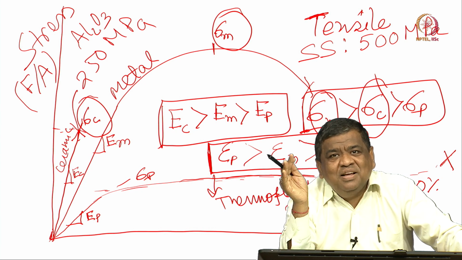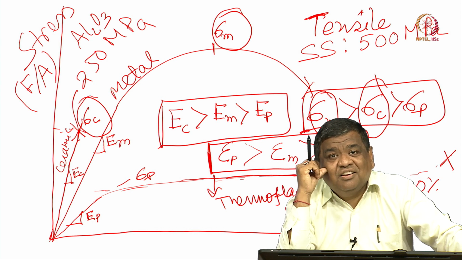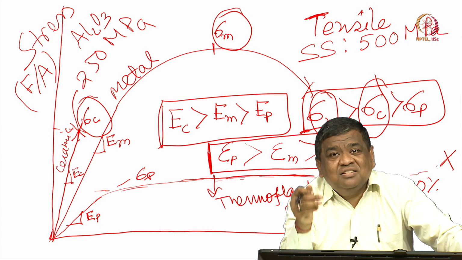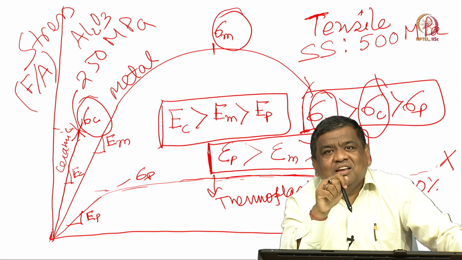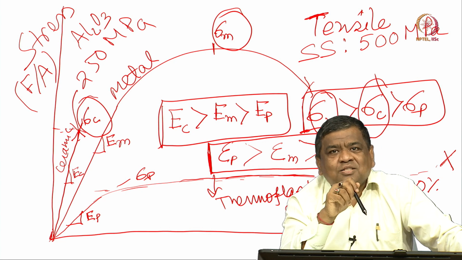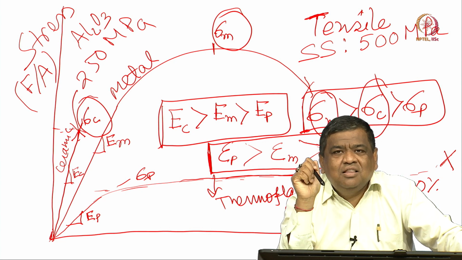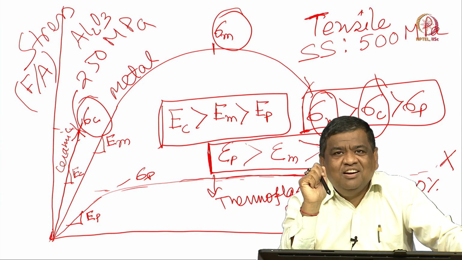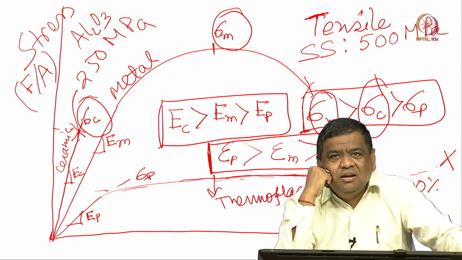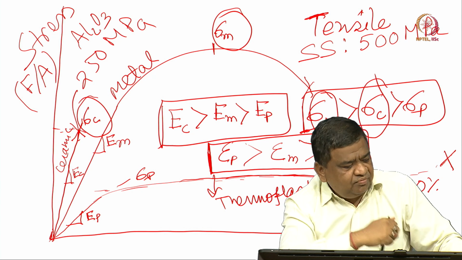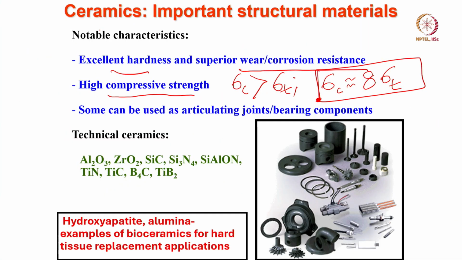So, this again places the importance that each material class has its distinct advantages, and that as a material scientist, as an engineering scientist, it is our responsibility to exploit the advantageous properties of different material classes in the most thoughtful manner when you design engineering components. So, in biomedical applications, many can be used for artificial joints and bearing components.